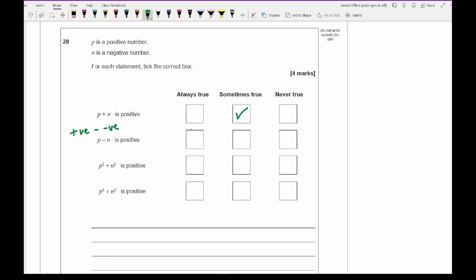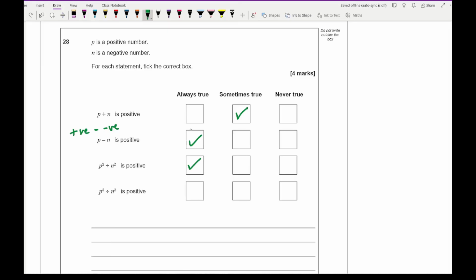So is that always positive? Yes. Then here we've got a positive number squared plus a negative number squared. Now a negative number squared is always going to give you a positive answer. So you're going to end up with a positive plus a positive. Is that a positive answer? Yes, it is. Then here, P cubed.